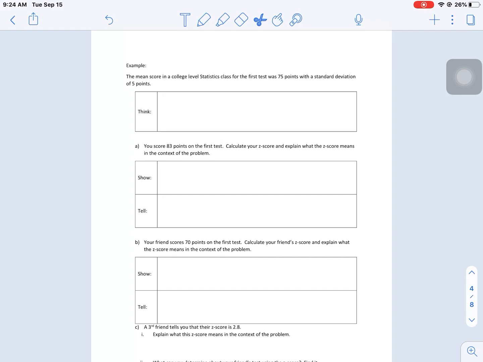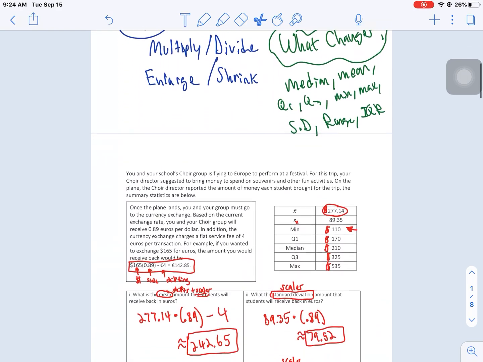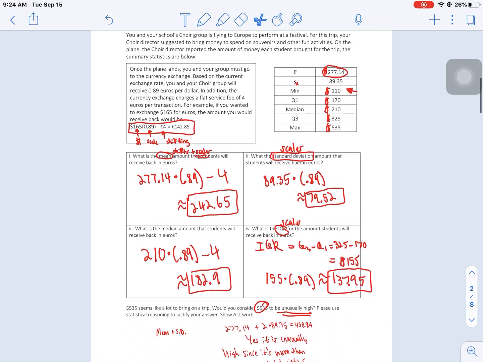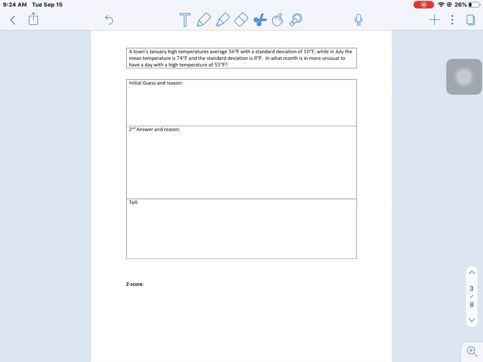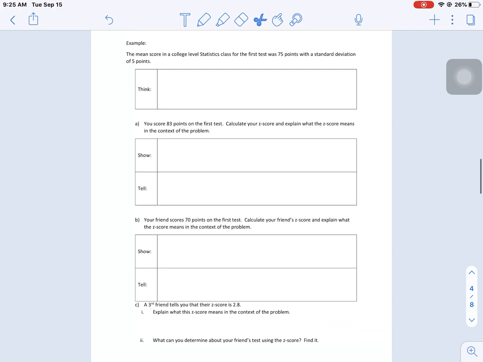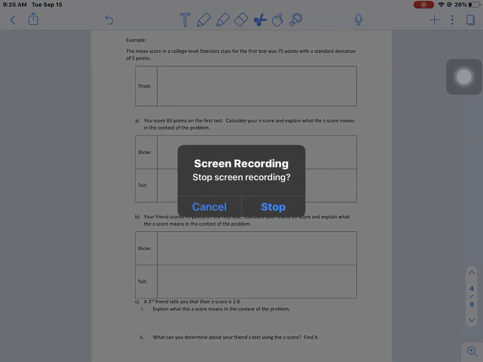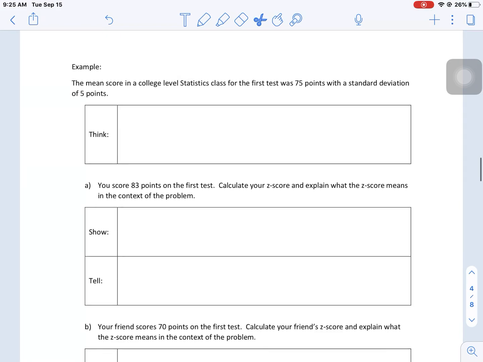We should be on page 4. So we should have completed the first 2 pages by now. The first one we did in class. This one was an Edpuzzle. This one we did in class on Tuesday. And then this is your homework for Tuesday night. So, let's go and get started here.